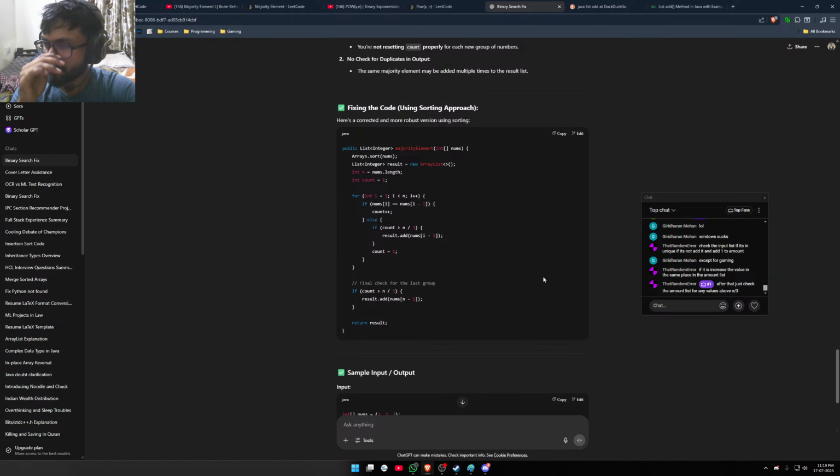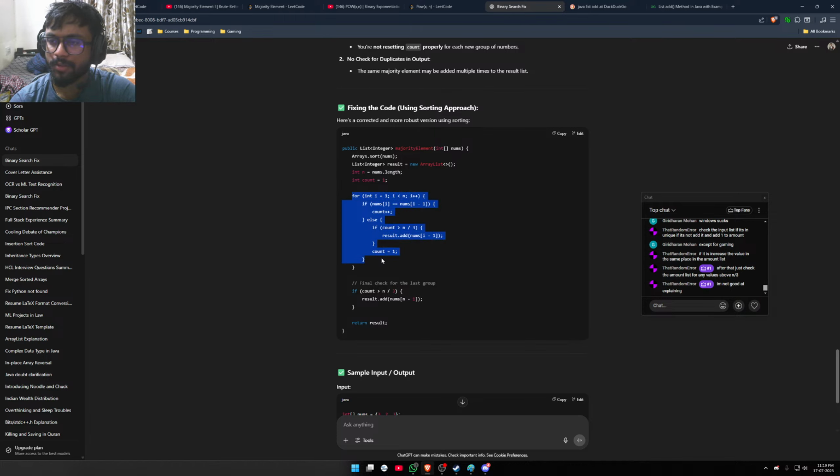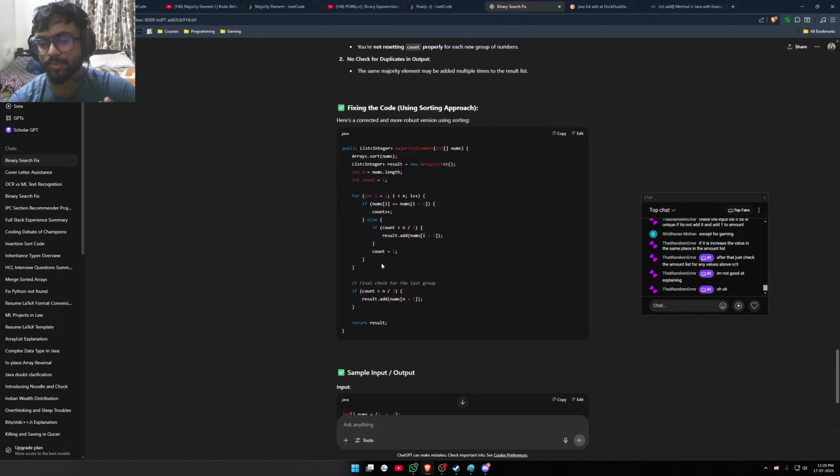No, I'm trying to do it with a space complexity of O of 1. What you're saying is O of n. That is the issue. Dude, I totally understood what you said. What you're saying is to create a count array, and we count all the elements. And from the counted elements array, we again do a loop where we check each element. If this element is greater than n by 3, then we add it in the final array. Yeah, that's what I totally understood.